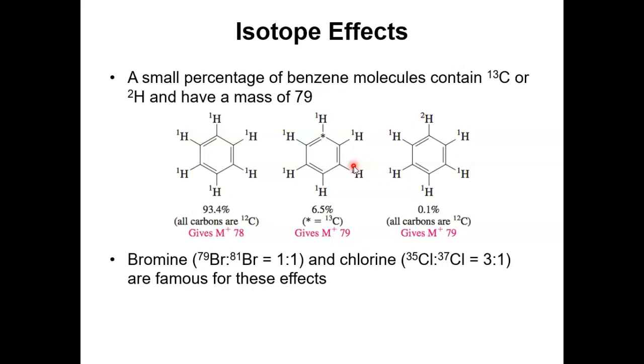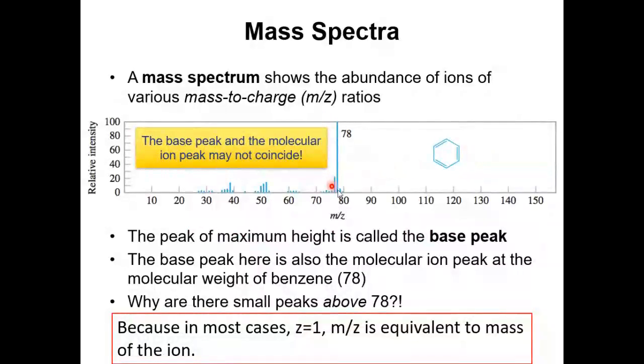So that's why you have a probability for the 79 peak, because the probability of one of 6 carbons being carbon 13 is about 6%. And you also have an even smaller probability for one of the 6 hydrogens being hydrogen 2. So this added together is about 6.6%. That is why you see this peak is about 6 something percent intensity of this one. About, okay?